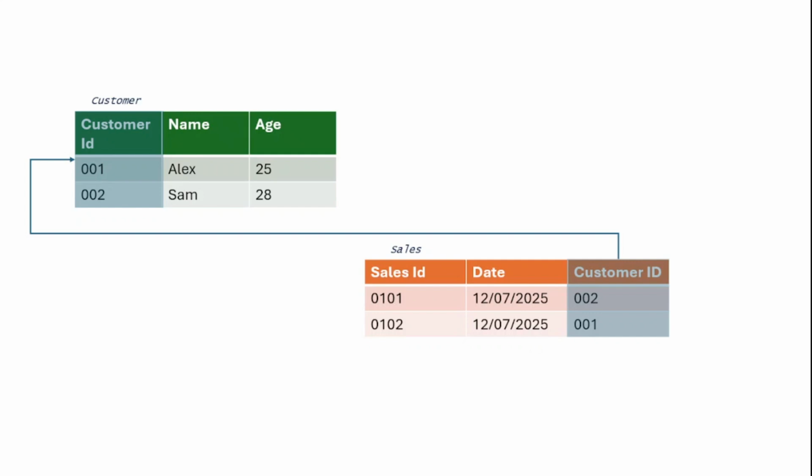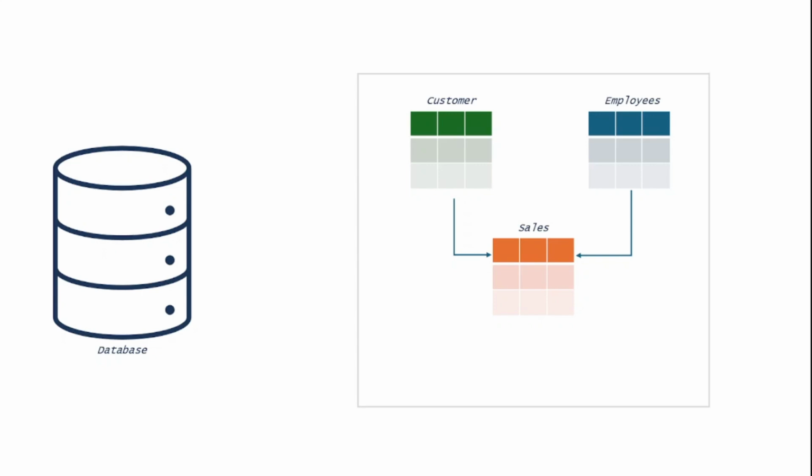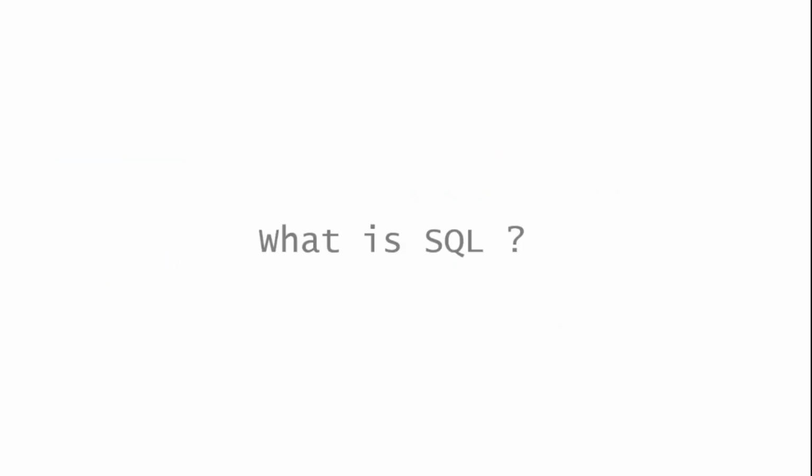Even though they are stored separately, the foreign key creates a link so we can combine information when we need it. Databases that store information in this way are called relational databases, and SQL is used to interact with relational databases. Now that we have all this data stored in our database in neatly organized tables, how do we actually work with it? How do we ask questions, filter records, or pull insights from the data? And that's where SQL comes in.